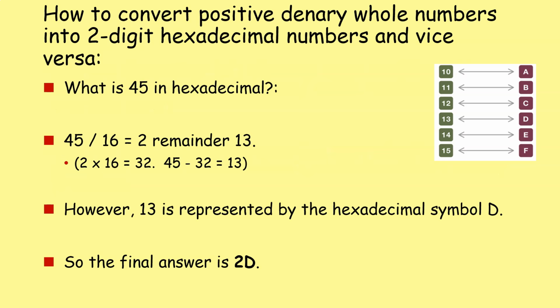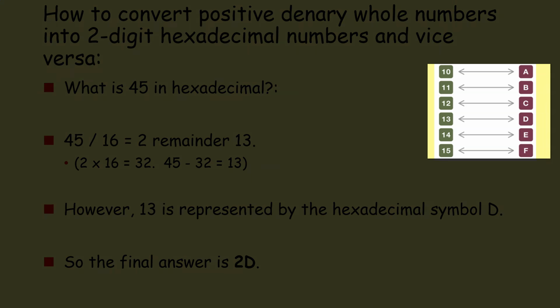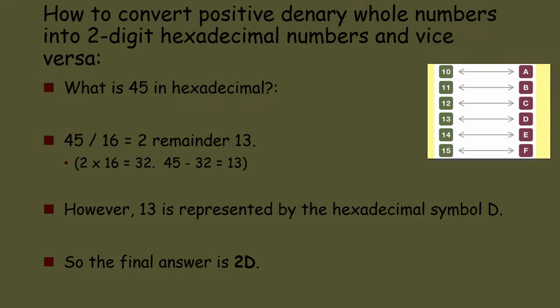How do we convert positive denary whole numbers into 2-digit hexadecimal numbers and vice versa? So hexadecimal is a number system based on base 16. The first digits, 0 to 9, are the same as what we're used to, but then we have some extra symbols. 10 is A, 11 is B, 12 is C, 13 is D, 14 is E, and 15 is F.